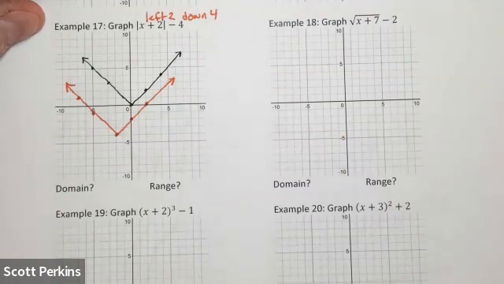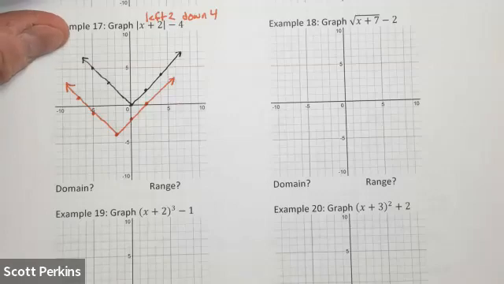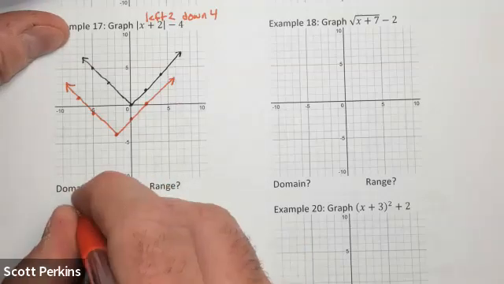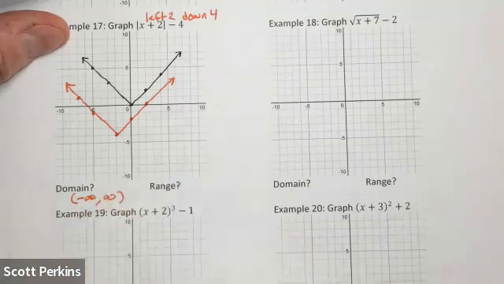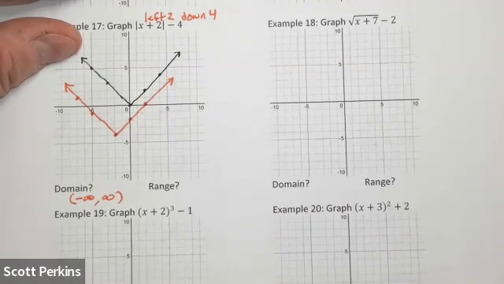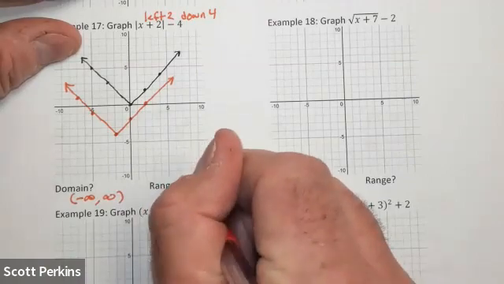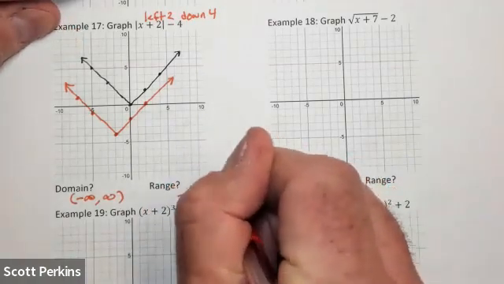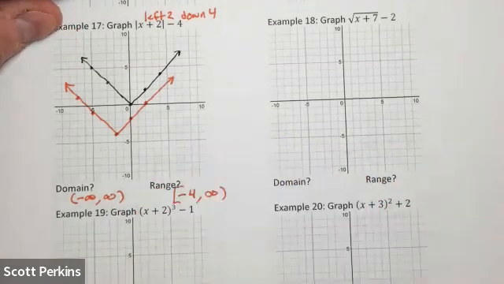So there's the graph. And now what's the domain of that graph? How far left and right does that one go? All real numbers. So I'm going to write that as negative infinity to positive infinity. That's what the arrows tell me. The range, what's the lowest y value of my new function there? It's been moved down 4, so it's negative 4. And then up is infinity. And so my range is negative 4 to infinity.